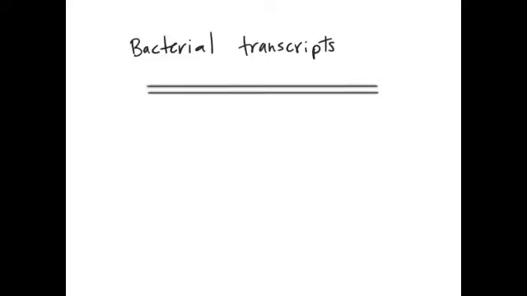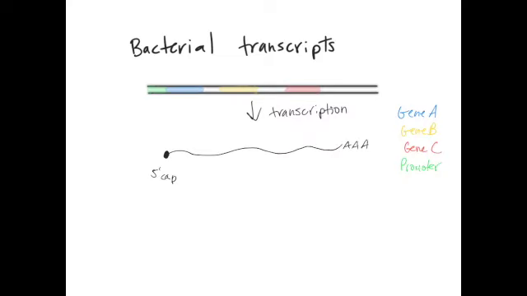For eukaryotic genes, each gene is under the control of its own promoter. However, for bacteria, that's not the case. Here we have a piece of bacterial DNA that has 3 different genes: our blue gene A, the yellow gene B, and the red gene C. And all of these genes are going to be under the control of the same promoter, which I'm going to shade in green. When transcription proceeds through all 3 of these genes, the result is a messenger RNA that has a 5' cap and a 3' poly A tail.